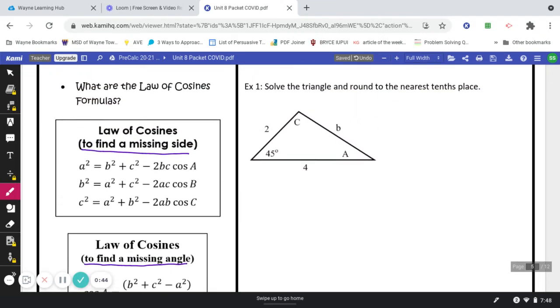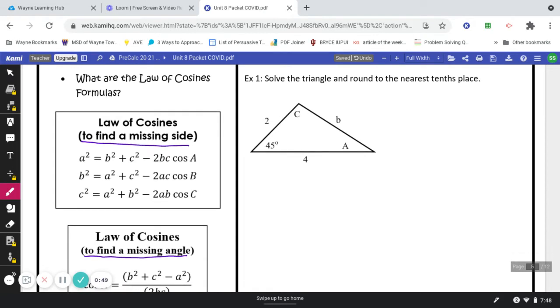All right, let's look at the first one. It says solve the triangle and round to the nearest tenth. Remember, solve the triangle means find all the missing sides and angles. So we'll start by labeling. A, which means this across from it would be lowercase a, side a. Here's side b, so this would be capital B. And capital C, lowercase c.